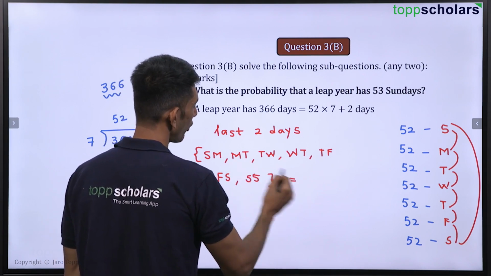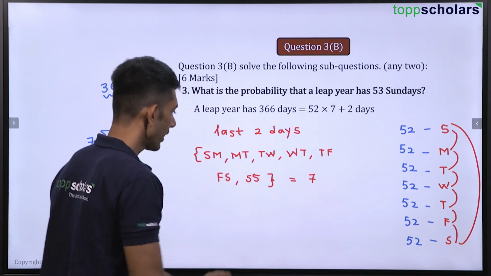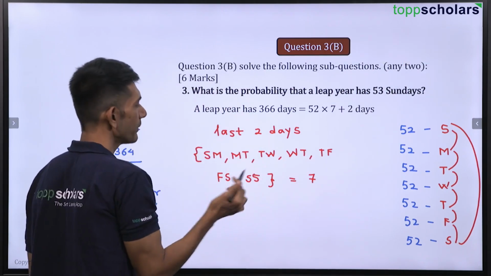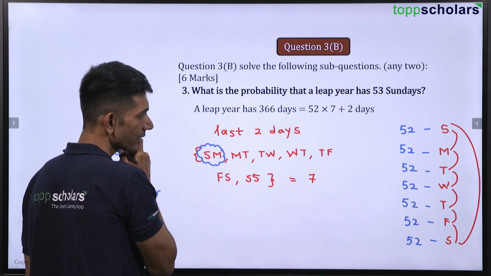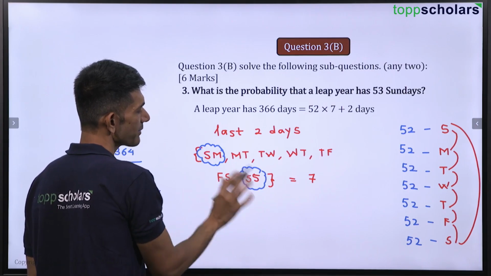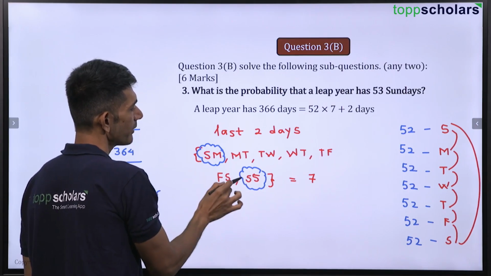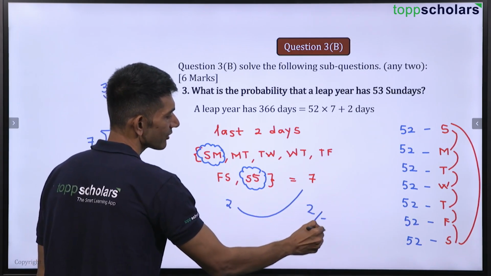So how many total possibilities are here? The total possibilities here are 7. And if you see how many times Sunday has the possibility of occurring, it's either in the combination of Sunday, Monday or Saturday, Sunday. 2 possibilities. So 2 out of 7. The final answer is going to be 2 by 7.